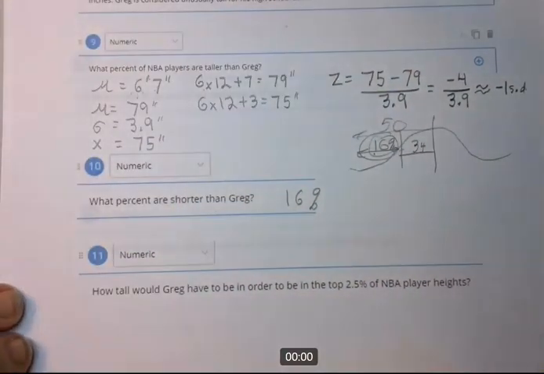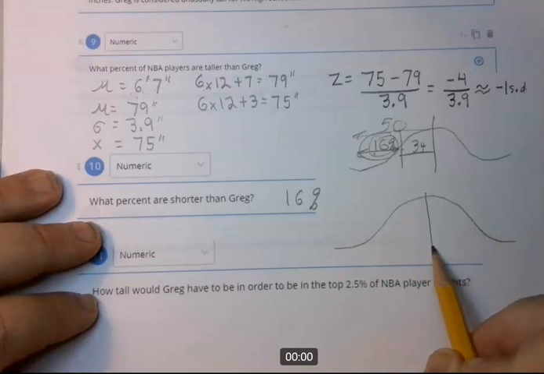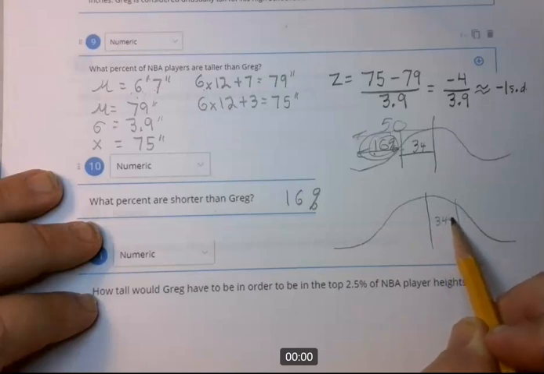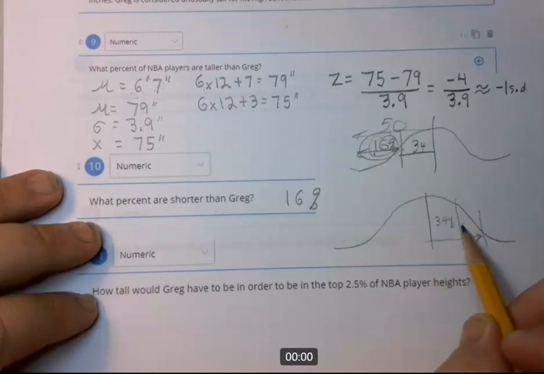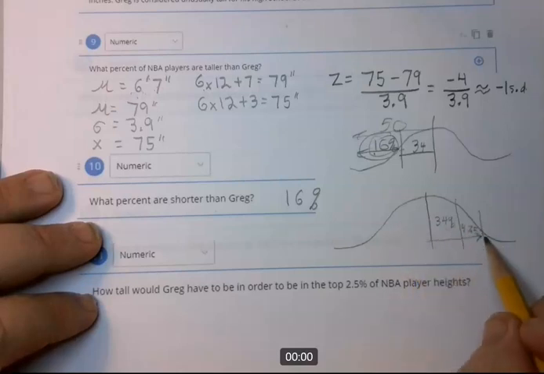How tall would Greg have to be in order to be in the top 2.5% of NBA players? Okay, so 2.5%, let's go ahead and draw the diagram here. And let's remember what 2.5% is. So this is 34%. 2 standard deviations takes you out to 47.5% because you add that to the other side and it's 95%. So out here is 2.5%. So this is 2.5%.